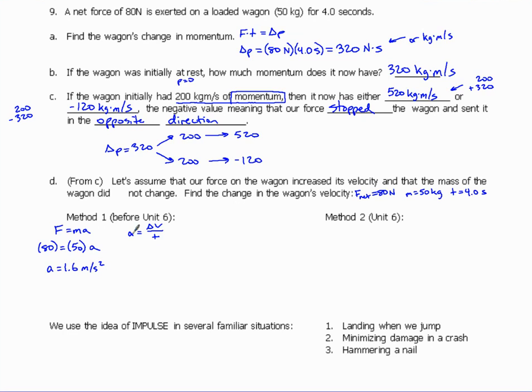If you put it back into this formula for acceleration, 1.6 is the acceleration. We don't know delta V, but we know the time. It was 4 seconds. And so the change in velocity is 6.4 meters per second.